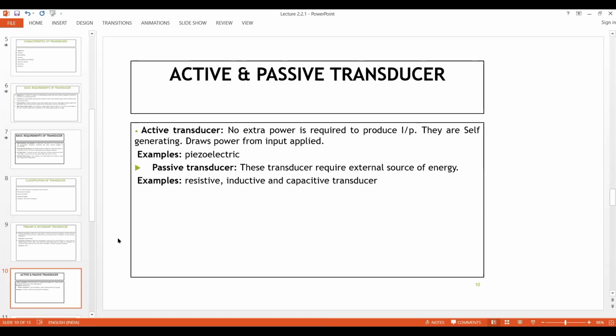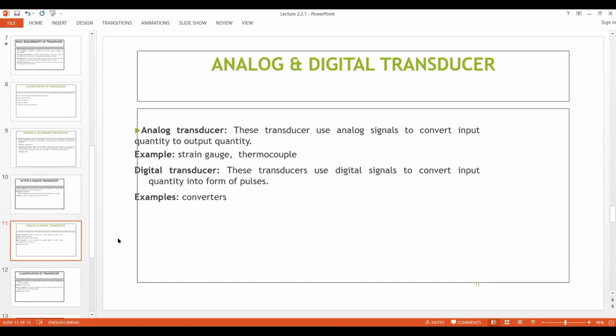Active and passive transducers: an active transducer converts directly, so no extra power is required. It is piezoelectric. Passive ones are resistive, inductive, and capacitive transducers. Analog transducers convert the input quantity, like a strain gauge. Remember this: strain gauge and thermocouple are your analog transducers. When we talk about digital transducers, they are your converters. They can be bidirectional converters or unidirectional converters, but when I talk about analog transducers, there are the strain gauge and thermocouple.